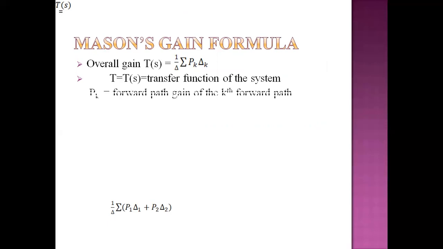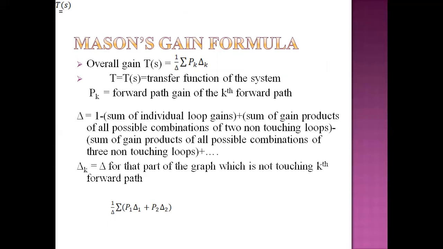Next we see Mason's gain formula. Mason's gain formula is mainly used to find the overall transfer function of a system. Mason's gain formula is represented by this expression: T of S is equal to 1 by delta into summation of Pk delta k. Here Pk is the forward path gain of the kth forward path. For a system there may be k number of forward paths, so according to the number of forward paths, the k value varies.